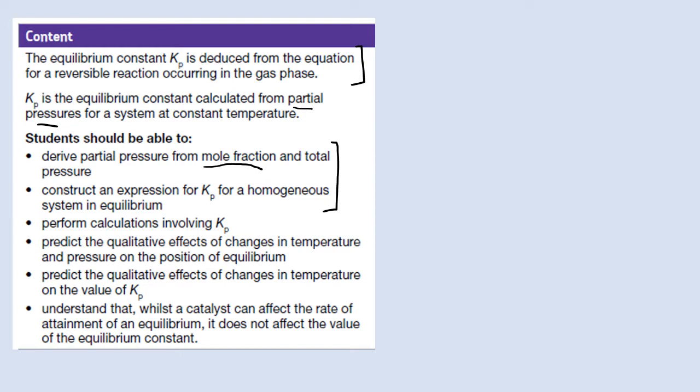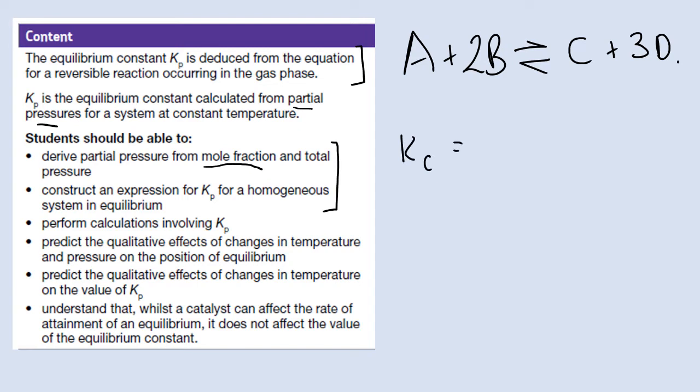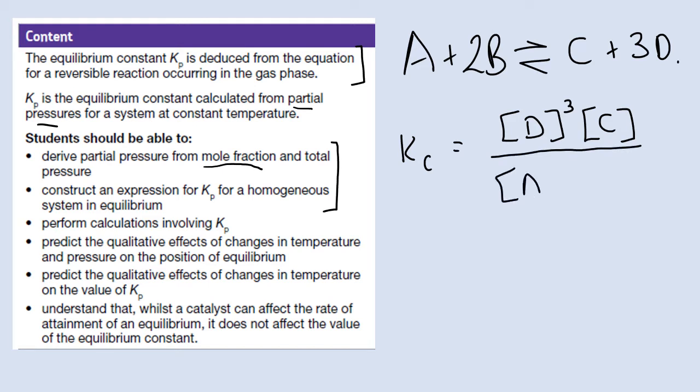So Kc we derived directly from the balanced symbol equation. So if we had a chemical reaction where we had A plus 2B equilibrium C plus 3D, our equilibrium constant Kc would be equal to the concentration of D to the power of 3 multiplied by the concentration of C to the power of 1, divided by the concentration of A multiplied by the concentration of B to the power of 2. That was derived directly from the equation. The square brackets were essential when we did Kc because they represent concentration in moles per decimeter cubed. This 3 from here, the 1 and the 1 here, and the squared from here.